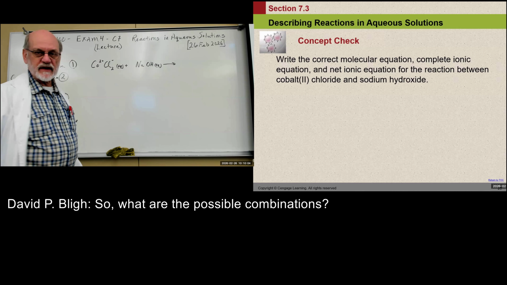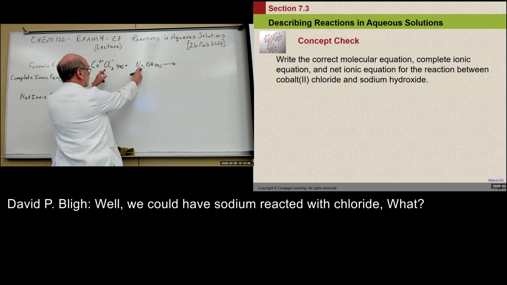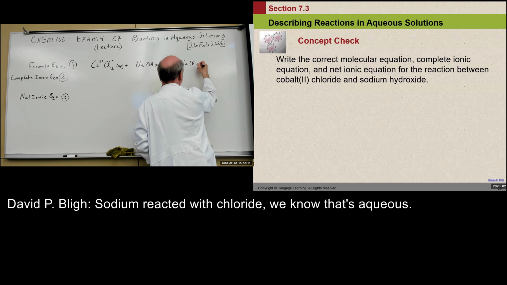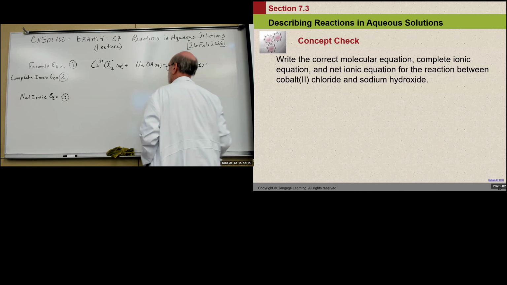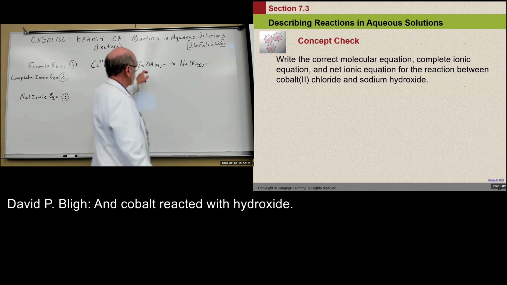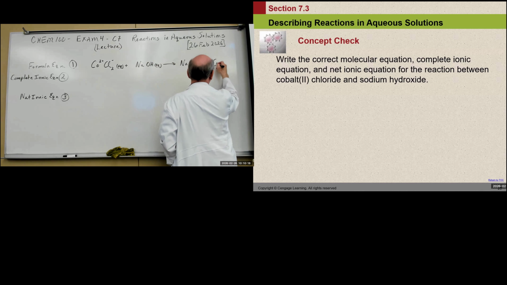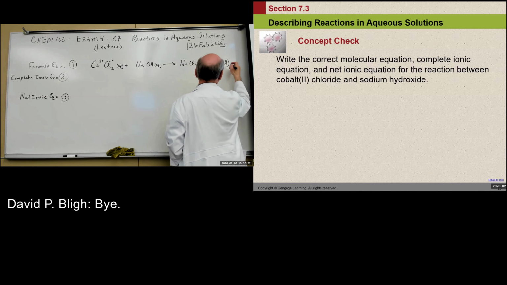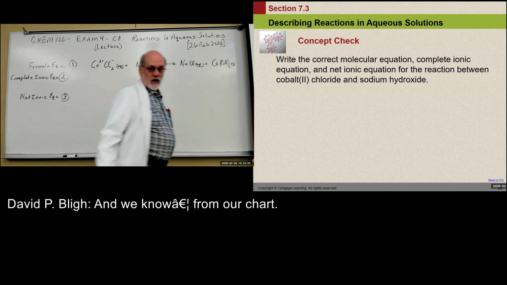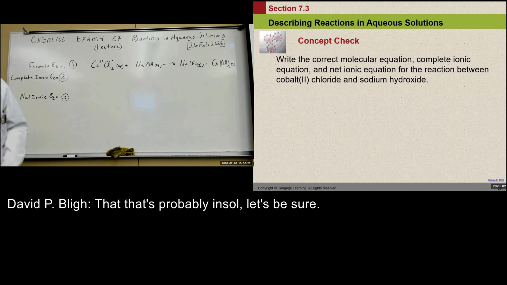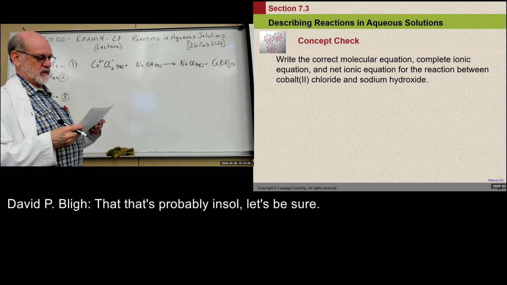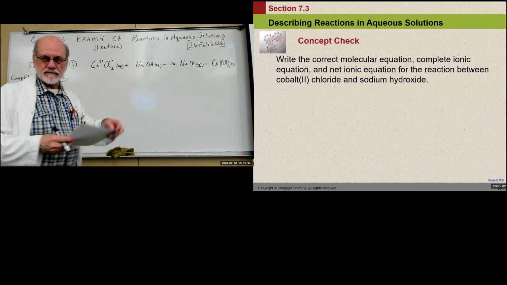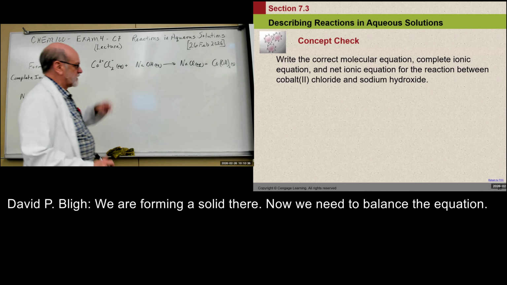So what are the possible combinations? Well, we can have sodium reacted with chloride. Right? Sodium reacted with chloride. We know that's aqueous. And cobalt reacted with hydroxide. Right? And we know from our chart that that's probably insoluble. Let's be sure. Okay, I found cobalt. I go down to hydroxide. Yes. We are forming a solid there.